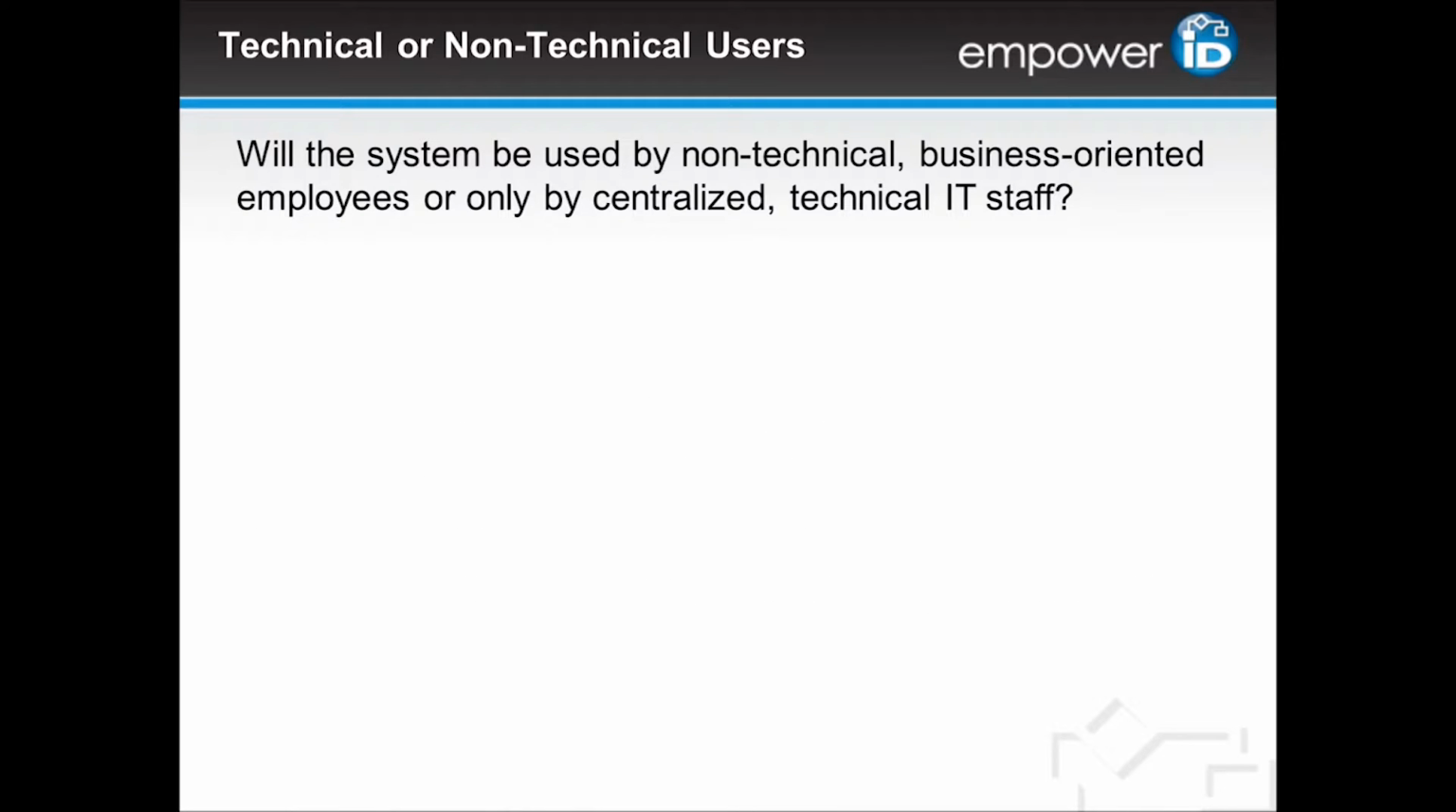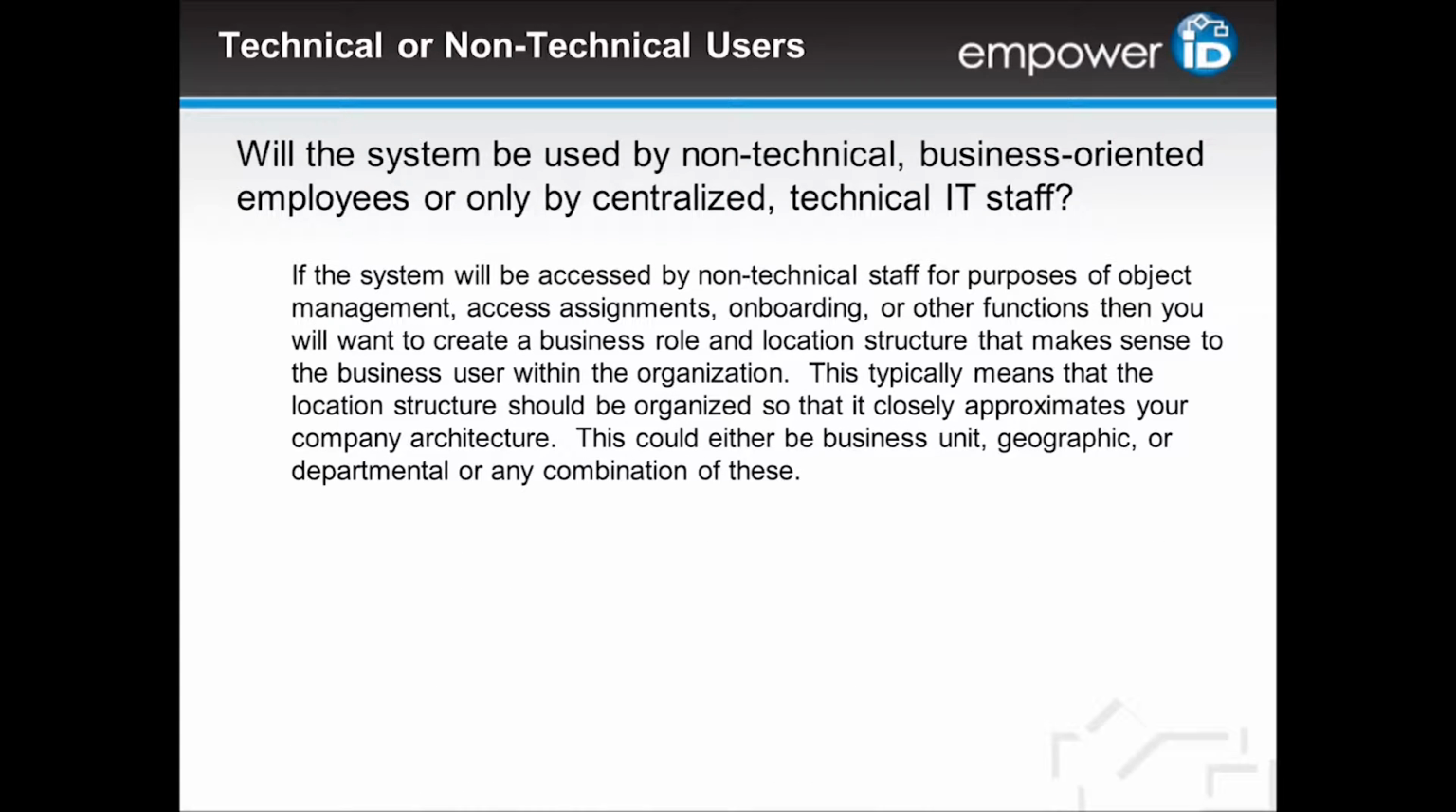So, technical or non-technical users. Will the system be used by non-technical, business-oriented users or just by the IT staff? Now, if the system will be accessed by non-technical staff for purposes of object management, access assignments, onboarding, or other functions, then you'll definitely want to create a business role and location structure that makes sense to the business user within the organization. This typically means that the location structure should be organized so it closely approximates your company architecture. This could be business unit, geographic, or departmental, or any combination of these.